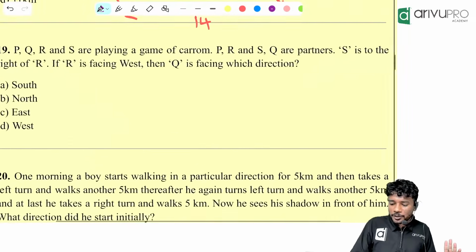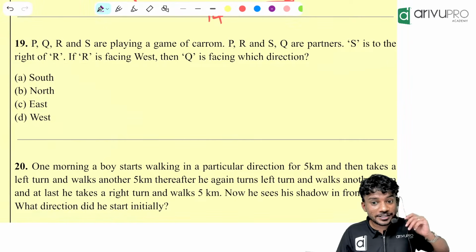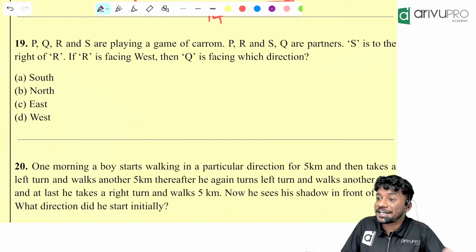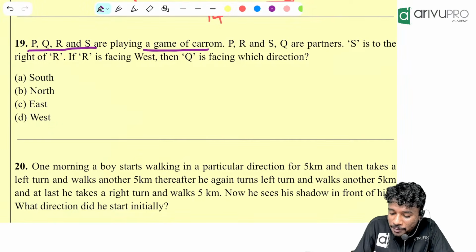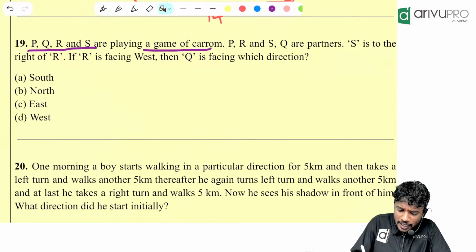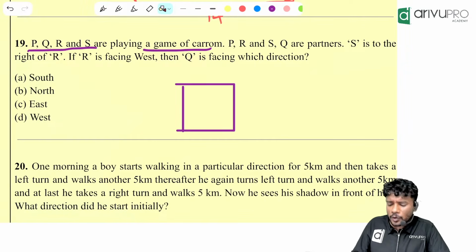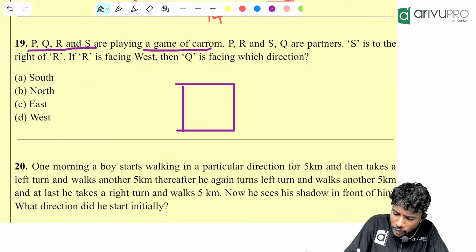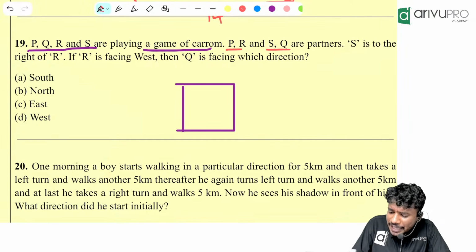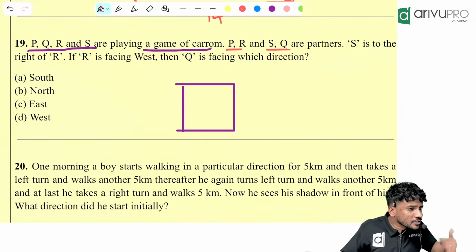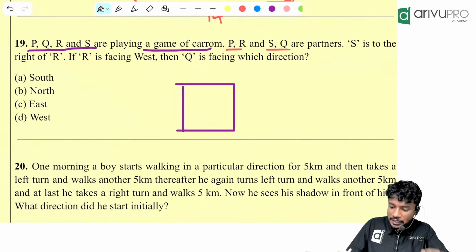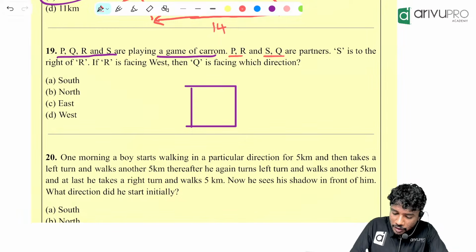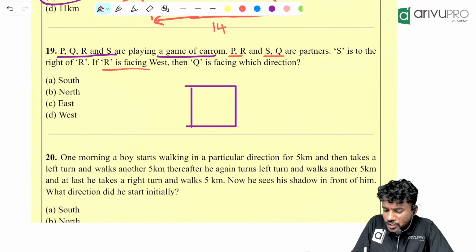Then the Carrom board question. You remember we did it in seating arrangement, but I told you that it is also a direction based question. PQRS are playing a game of carom. Game of carom means what? They are sitting around a square table. Then what is told in the question? PR and SQ are partners. PR and SQ are partners means they are looking in the opposite direction. Then S is to the right of R. R is facing west direction. R is facing west direction means R is looking in the west direction.